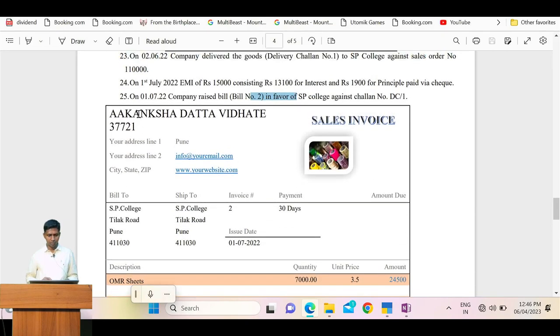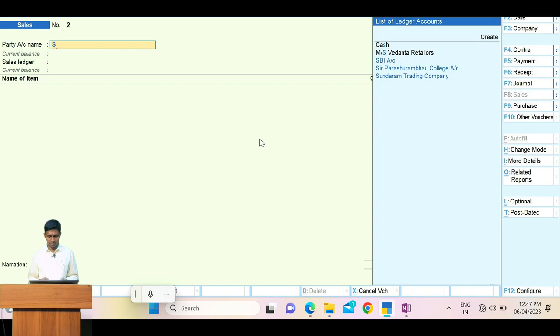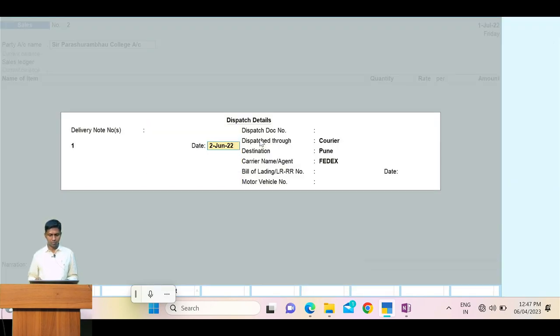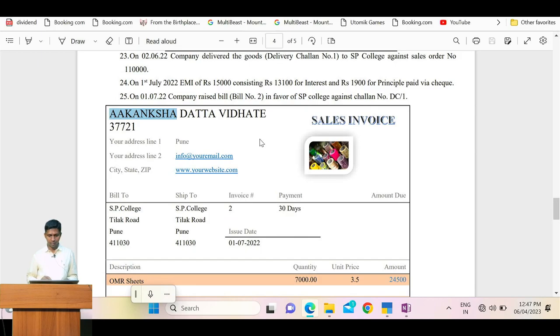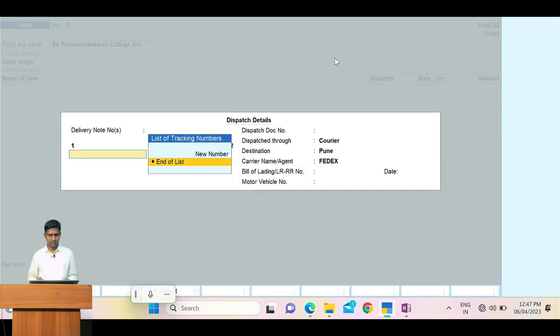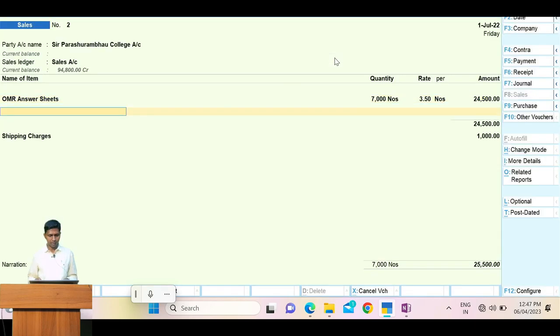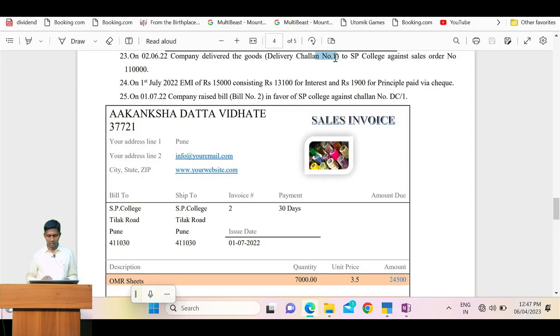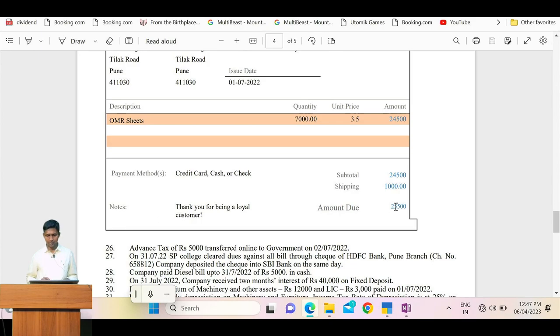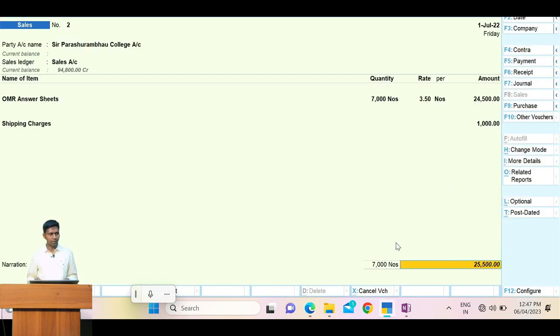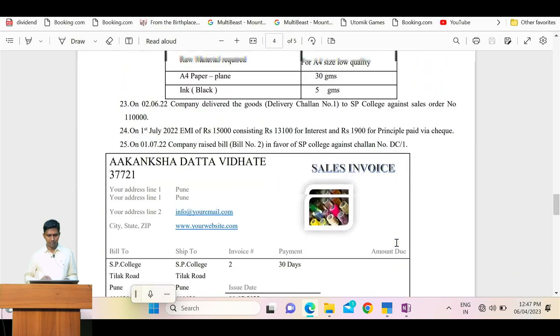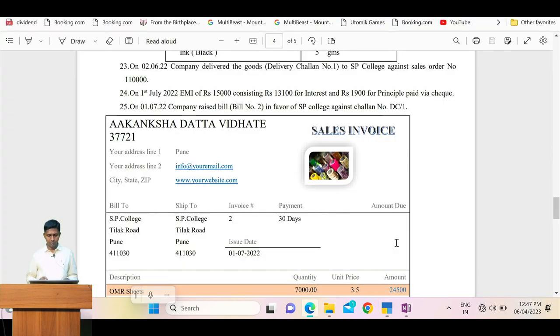This bill you raised, you means Akanksha, raised bills to SP College, bill number 2 to SP Sir Parshuram Bhau. Then against what? Against delivery note number 1, correct? Delivery challan number 1, the delivery note entry we have just passed, select that, enter. Other details no need to select, you will get them automatically. We have raised this much bill, just check whether we are correct or not. 25,500 rupees bill, here also 25,500 rupees bill, correct. Enter, accept. On the 1st July the date is correct, enter, accept, over.